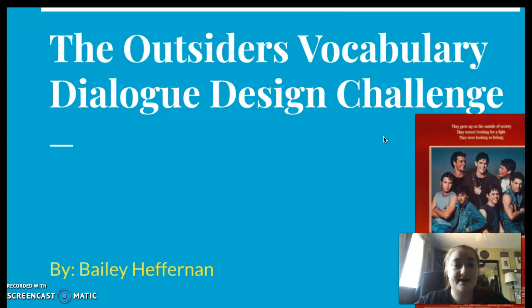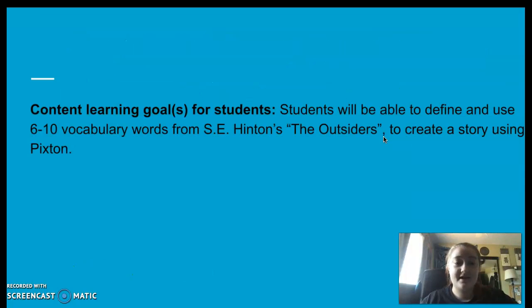This is my design challenge that goes along with the novel The Outsiders by S.E. Hinton. So the learning goal for this assignment is that students will be able to define and use 6 to 10 vocabulary words from S.E. Hinton's The Outsiders to create a story using Pixton.